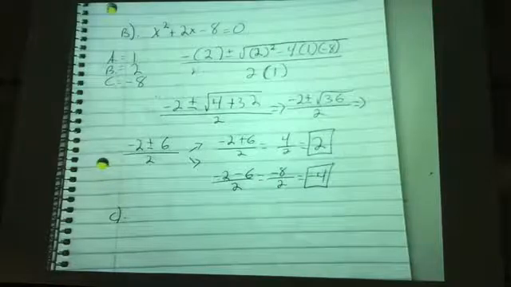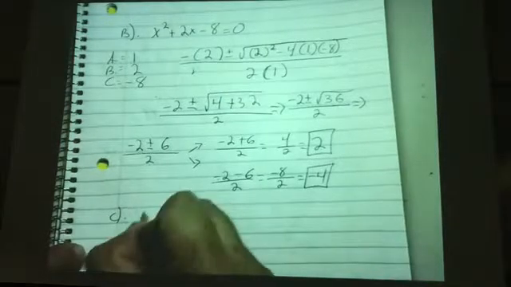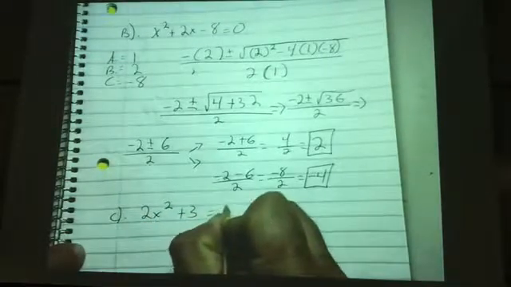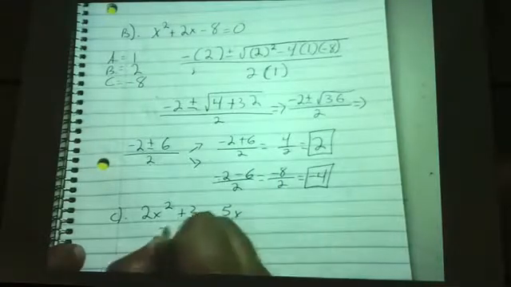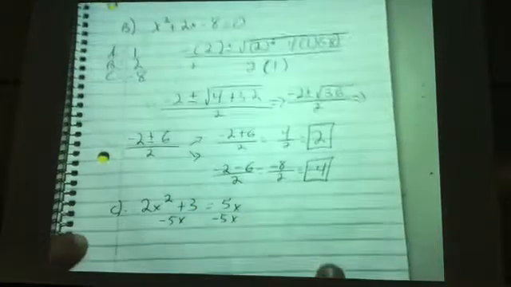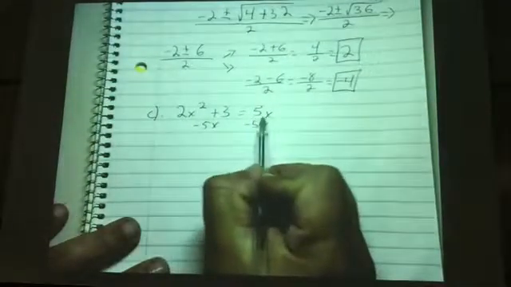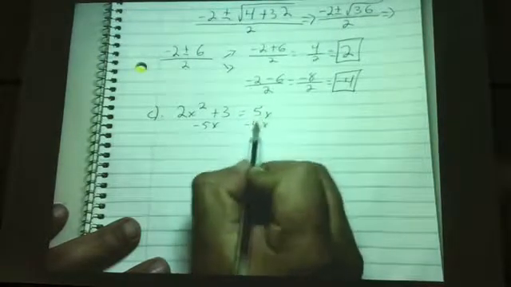C. Remember, we're working with the quadratic formula. In the quadratic formula, the rule is we need to have an x squared minus an x minus the constant. So if I give you 2x squared plus 3 equals 5x, what do I need to do? We're going to move the 5x to the other side. You see how the 5x is on the other side of the equal sign? It's not in the correct form, so we have to move the 5x over.